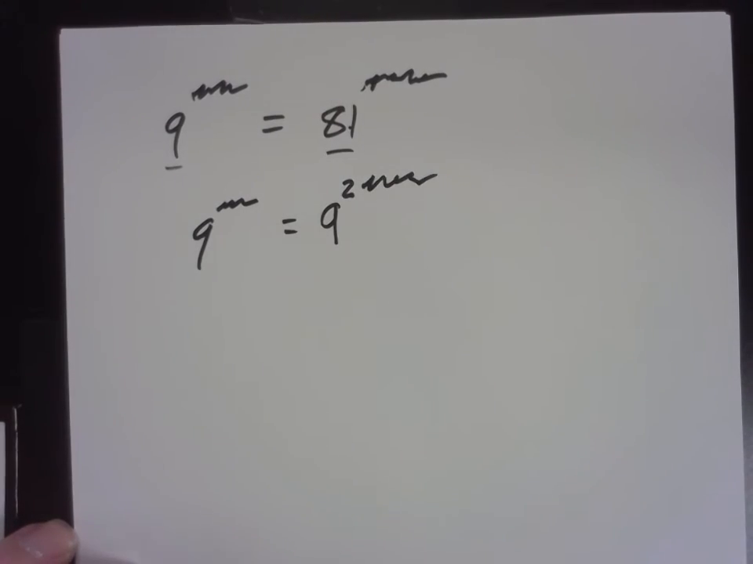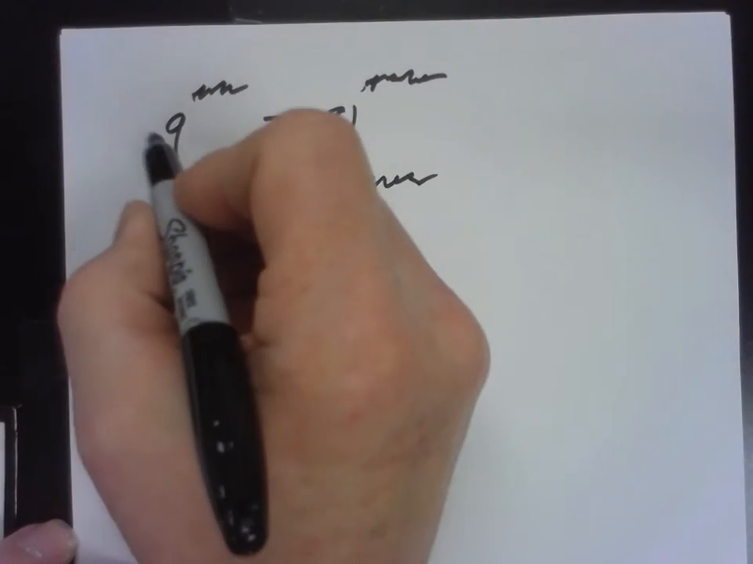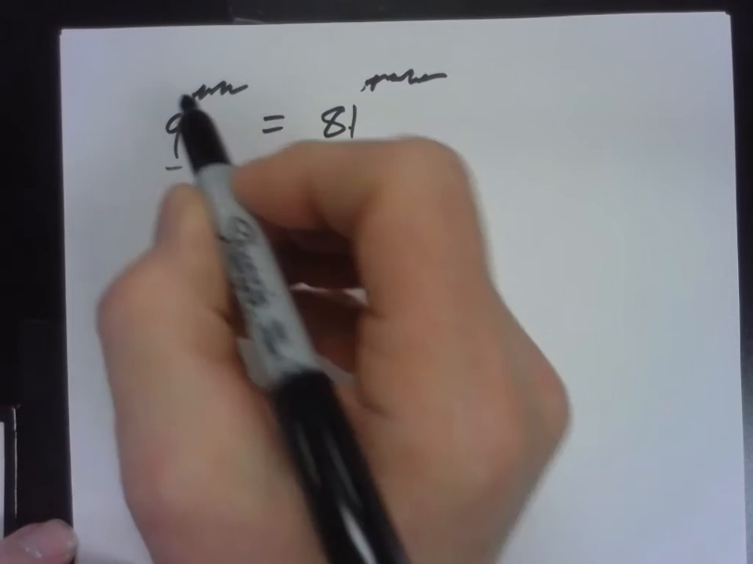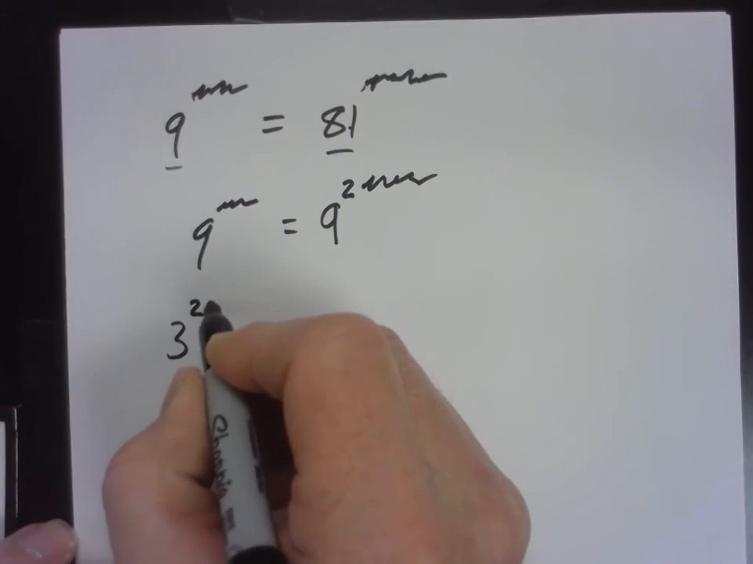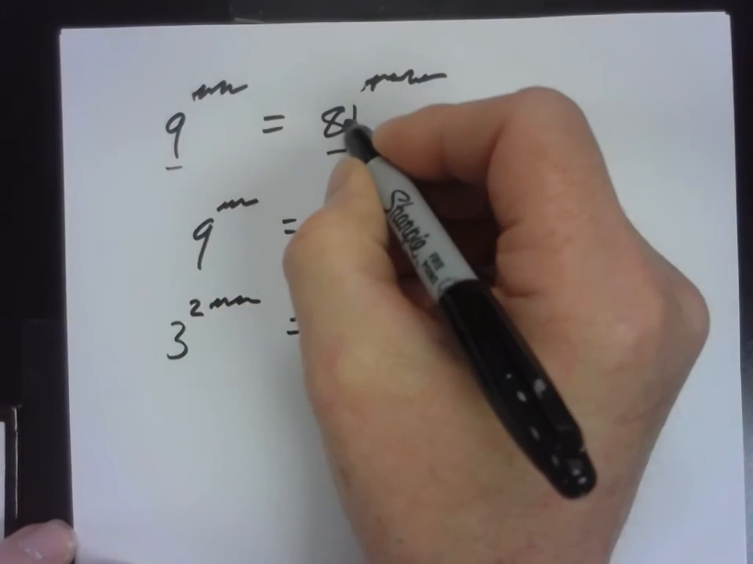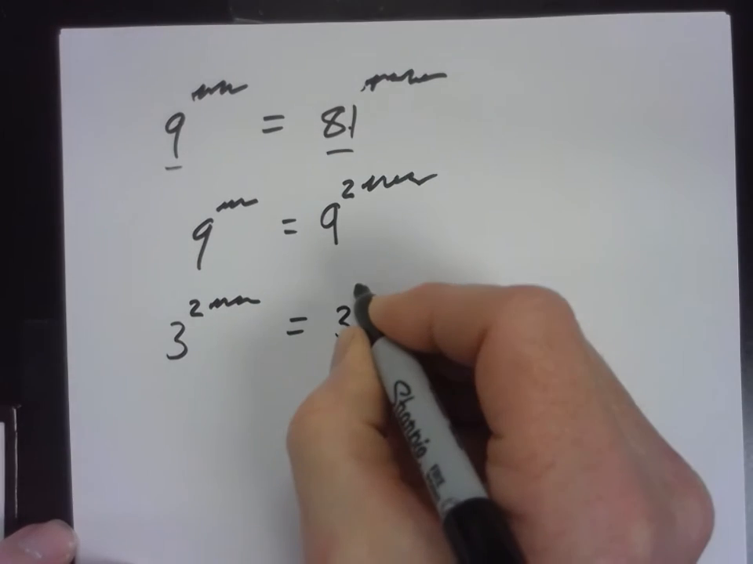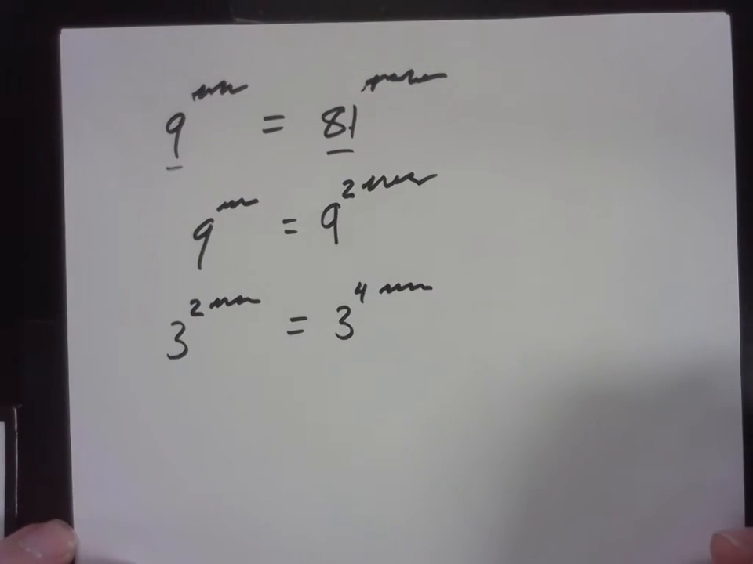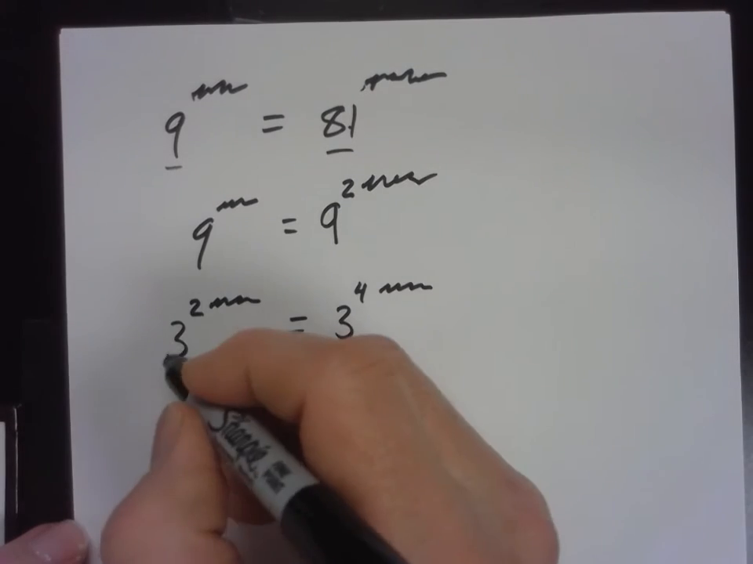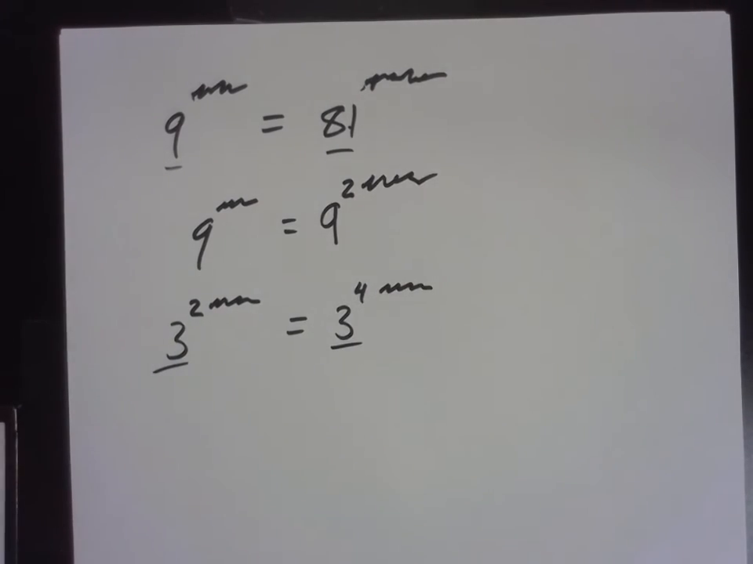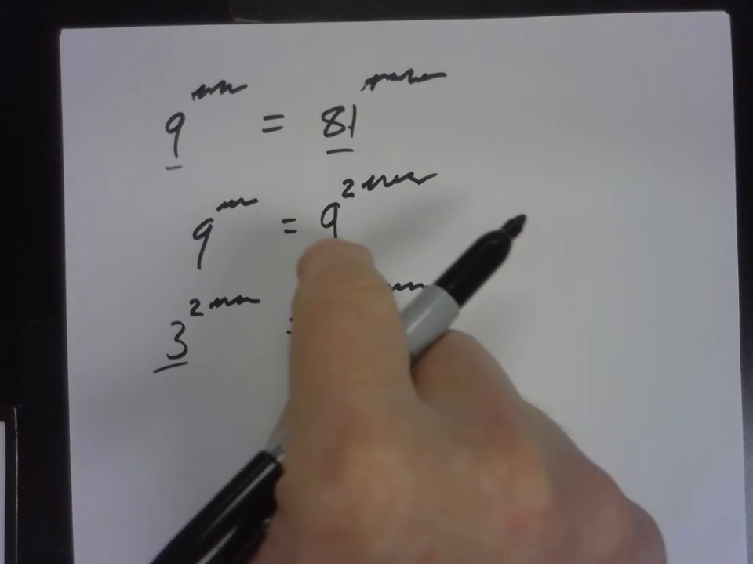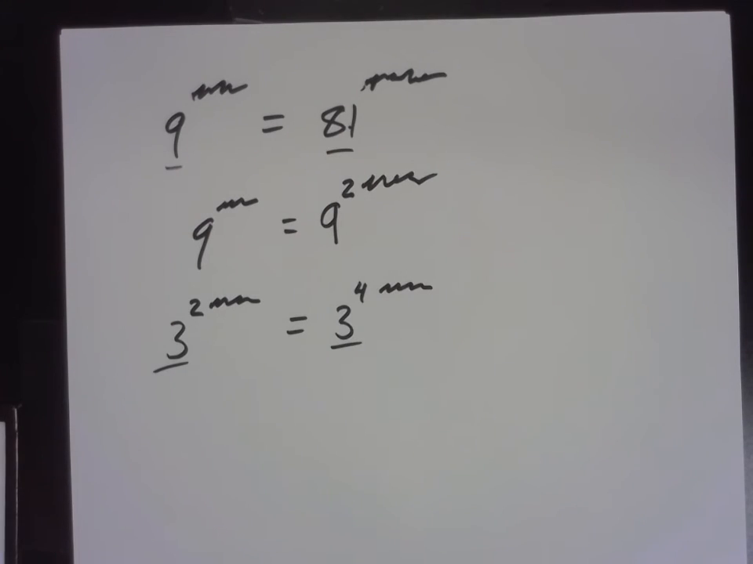Okay. Or, how about this? Could I say 9 is 3 squared, and 81 is 3 to the 4th power? Could I write them both that way? Yeah. We could. And you know what? We kind of like to break them down to the simplest base that we can, rather than saying 9 to some power. But if all you've got to do is solve for x, not a big deal.